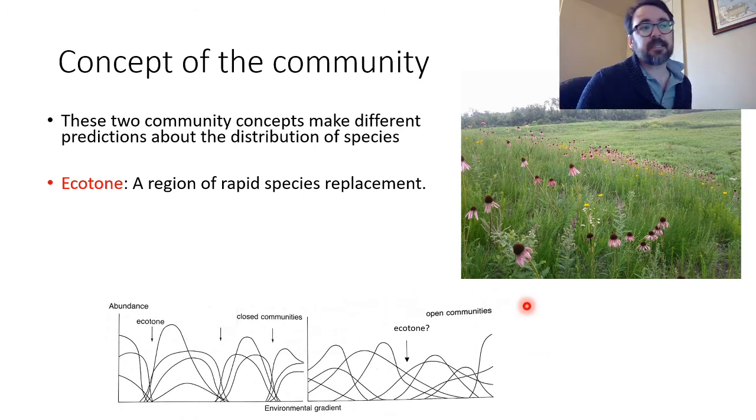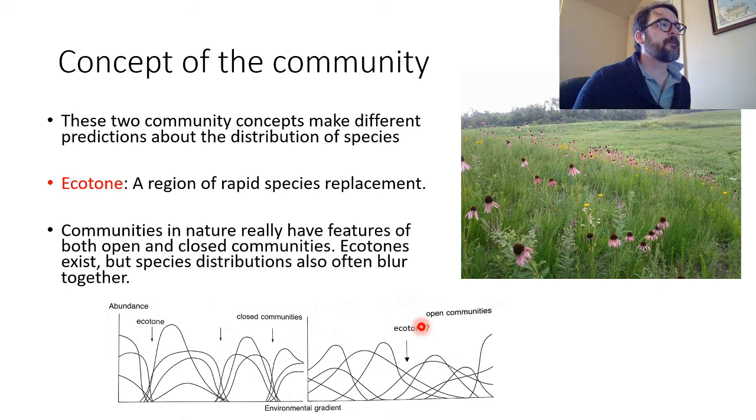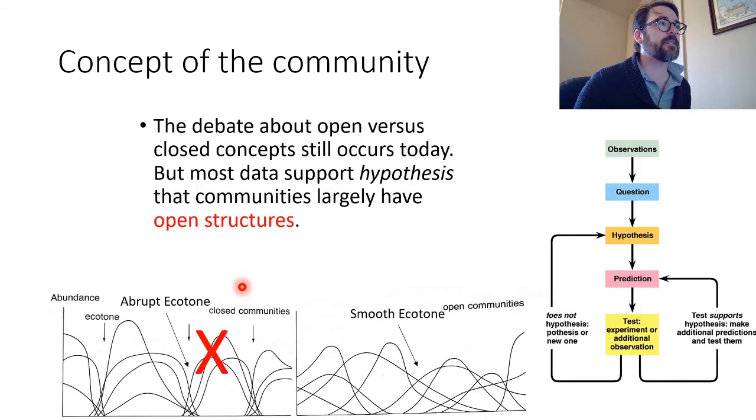Whereas the Gleason idea of open communities was like, look, maybe this species has a really wide distribution, this one has a really narrow distribution, and you still get ecotones, but they're a little bit smoother, a little bit less obvious. In reality, as with many things in ecology, communities really have features of both open and closed communities. Ecotones do sometimes exist, but at the same time, species distributions often blur together.